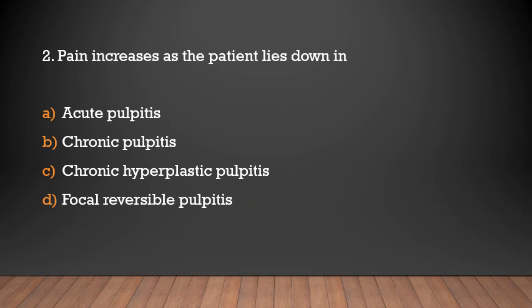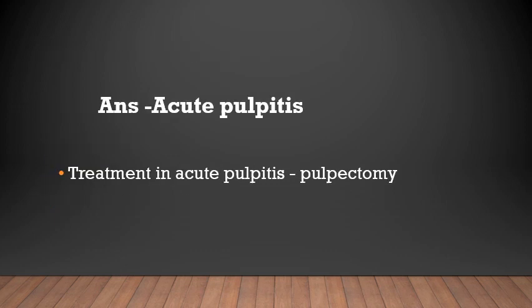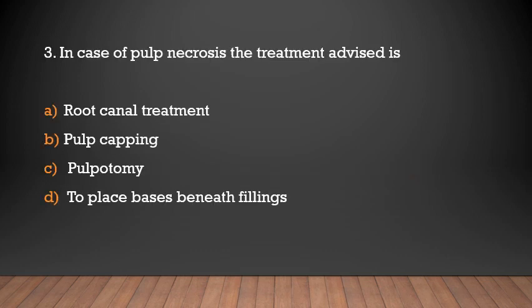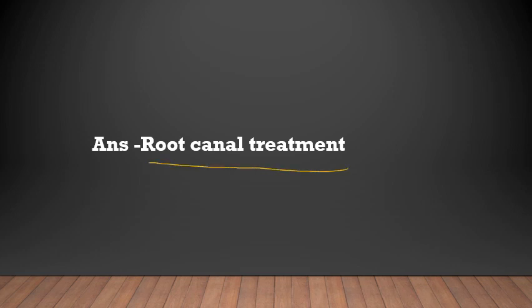Pain increases as the patient lies down in: acute pulpitis, chronic pulpitis, chronic hyperplastic pulpitis, or focal reversible pulpitis? Acute pulpitis. In acute pulpitis, pain increases as the patient lies down. Pulpectomy is the treatment of choice in acute pulpitis. In case of pulp necrosis, the treatment advised is: root canal treatment, pulp capping, pulpotomy, or placing bases beneath fillings? Root canal treatment.